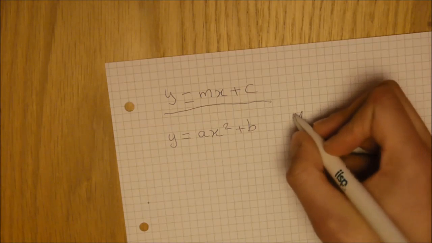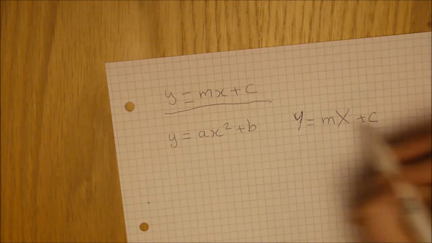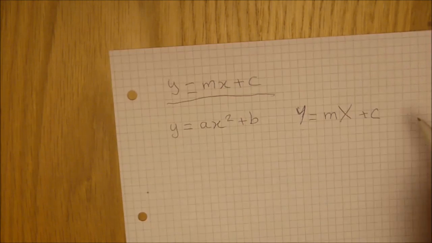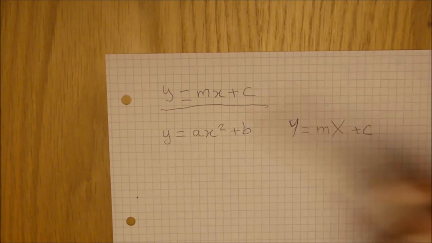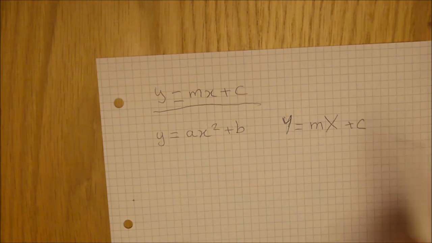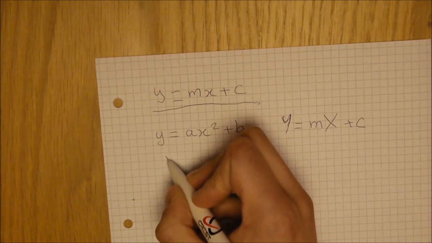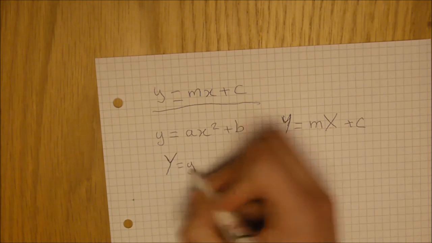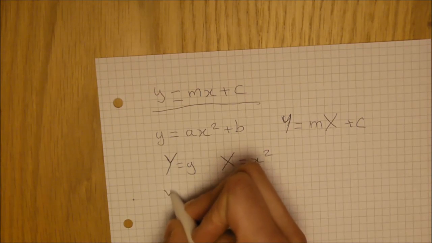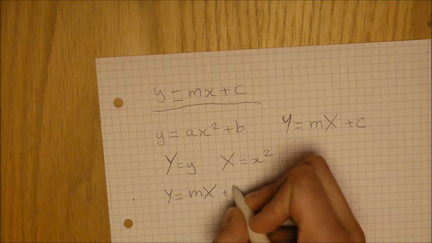We're going to draw out y equals mx plus c again, only slightly differently. As you can see, we've done a capital Y and a capital X. This is to denote what we're using the terms y and x for, but y and x don't necessarily mean y and x. As you can see, big Y is y, a is m, big X is x squared, and c is b. So we'd write this as big Y equals m big X plus c, or plus b in this case.